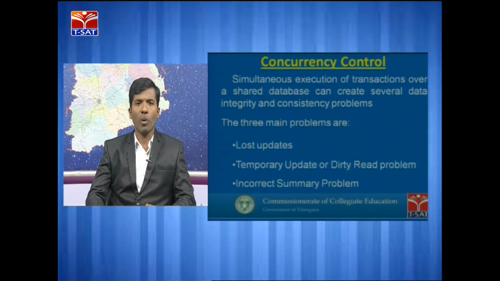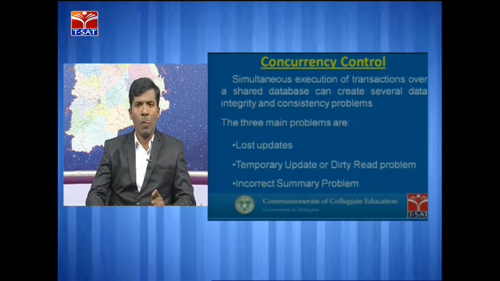So if concurrency control is not fruitfully maintained, there are three problems that may be received by the end users. Those problems are shown in the slide now. They are the lost update problem, the second one is the temporary update or dirty read problem, and the third one is the incorrect summary problem.